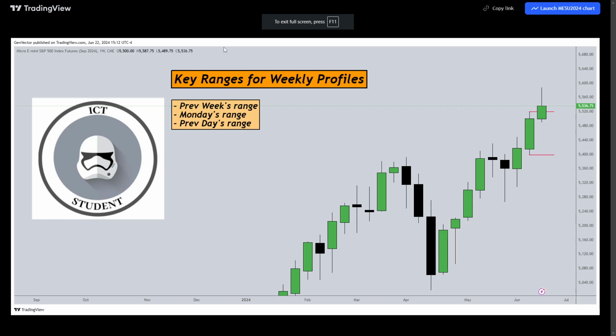So there are three ranges that every weekly profile or intraday profile trader should have or be aware of: previous week's range, Monday's range, and the previous day's range. Now this is a weekly chart, and this range here is simply the previous range, and we're going to use the week ending June 17 to 21 of 2024. So previous week's range, high and low. Now there's a lot that can be said on the weekly chart. We'll get back to that in a second, but for now, simple as that, previous week's range.